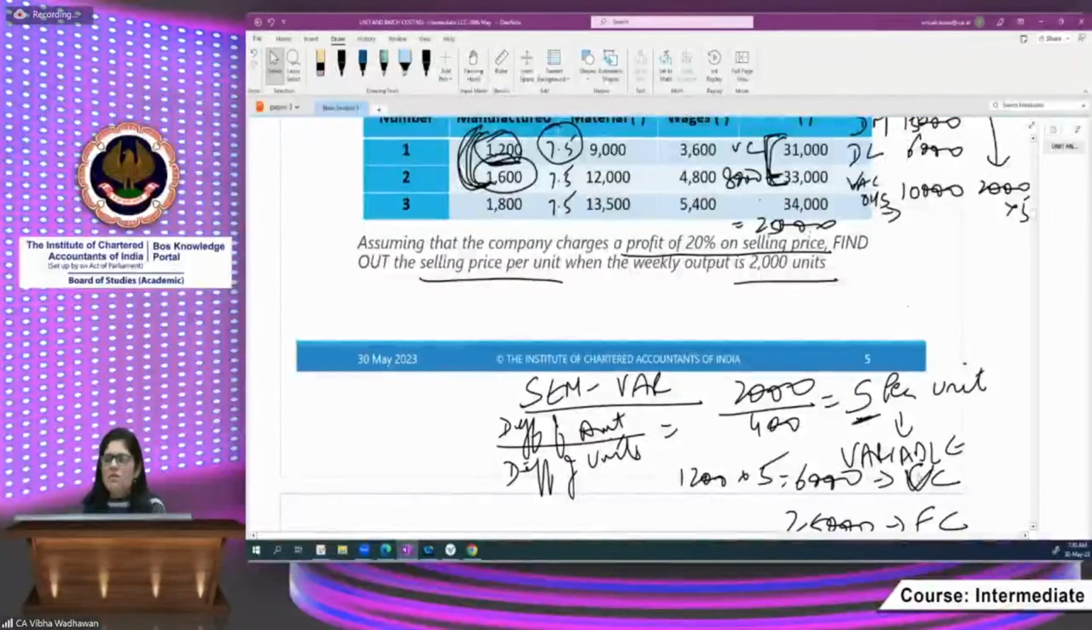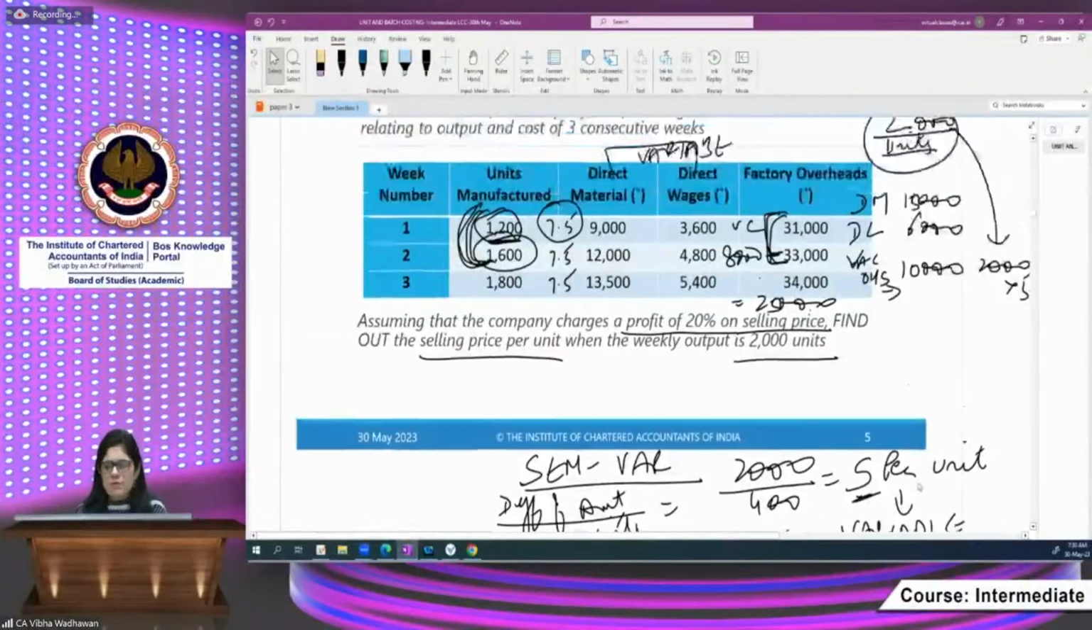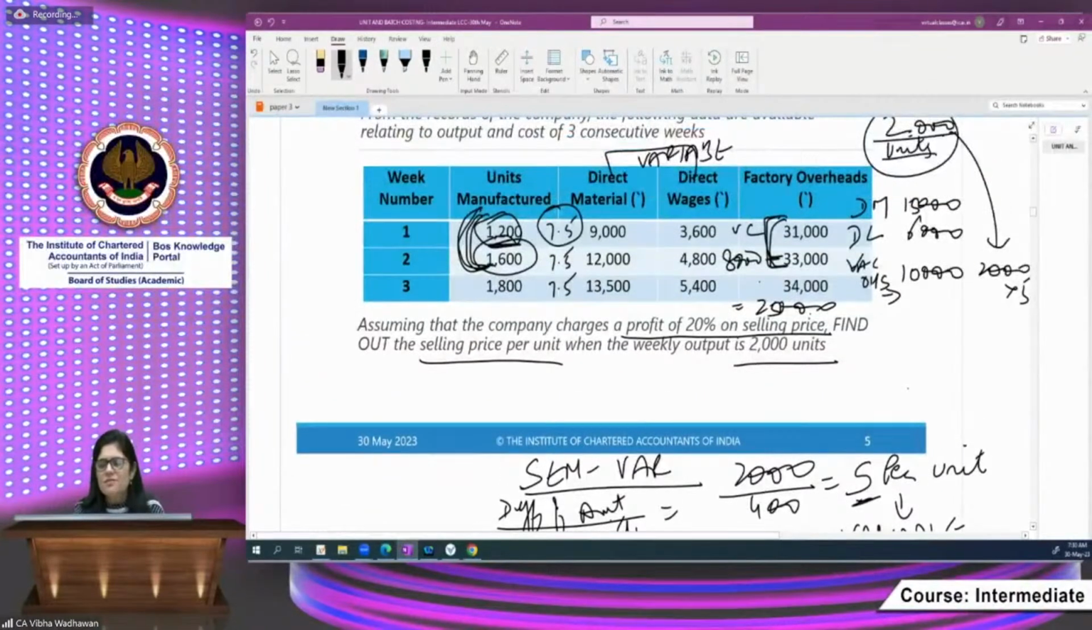Clear? So here also, if we apply to 2000 units, variable cost is 5 per unit into 2, 10,000 is variable and fixed has to be 25,000. So total cost is 35,000 here. Clear? Variable cost is 5 per unit. So 5 into 2, 10,000 and fixed cost is 25,000.